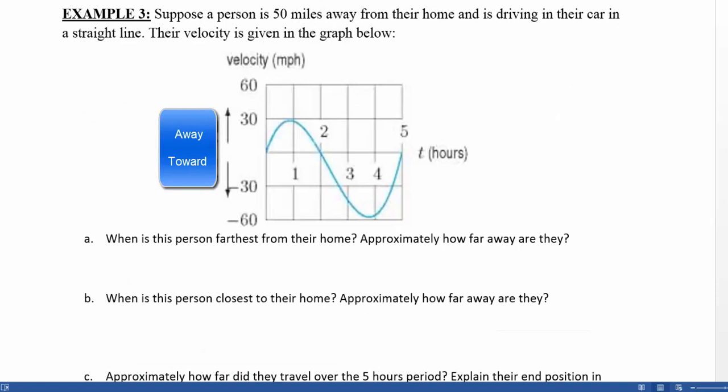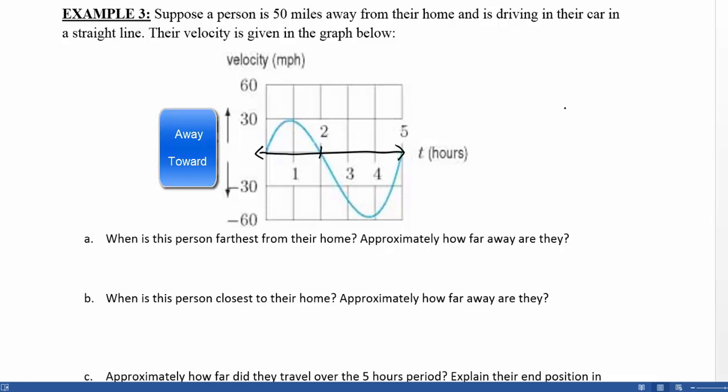Example 3. Suppose a person is 50 miles away from their home and is driving in their car in a straight line. Their velocity is given in the graph below. So what I want you to notice is that the x-axis, or the t-axis here, is this line right here, which isn't super obvious, but it's implied based on this towards home, away from home situation. Now this is hour 1, hour 2, 3, 4, 5. So we're looking at what happens over a 5-hour period. Question A wants to know, when is this person farthest from their home?